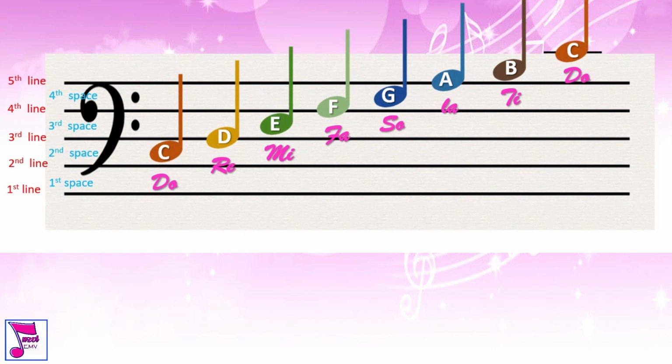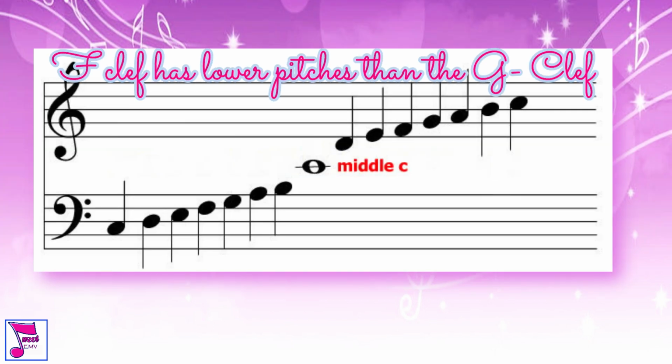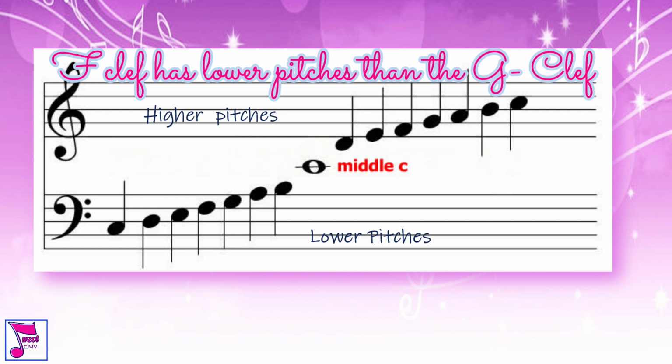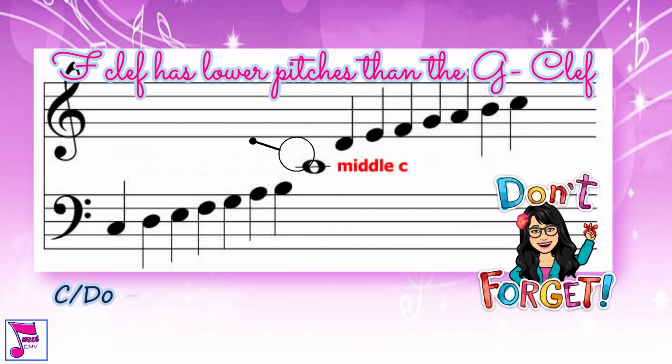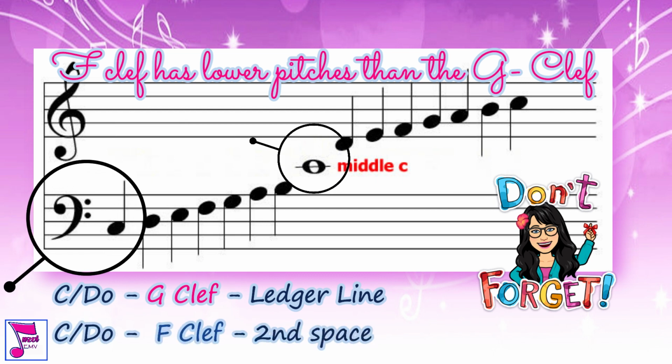Ano po ang inyong napansin sa tunog ng scale played on G clef and F clef? Aling scale ang may mas mababang tunog? Yes, it's the F clef. Bakit po? Dahil ang F clef ay may mas mababang pitches than the G clef. Huwag ding kalimutan, the C Do on G clef is on the 1st ledger line below the staff. C Do on F clef is on the 2nd space.